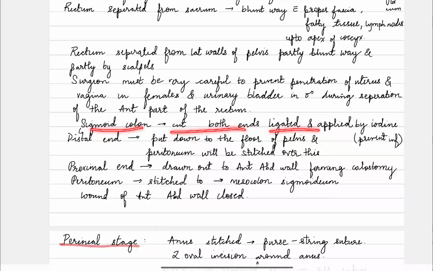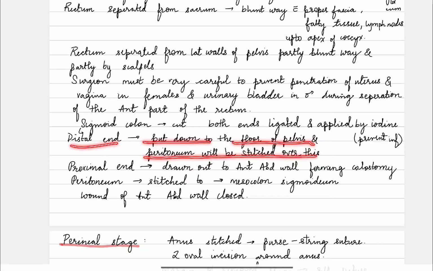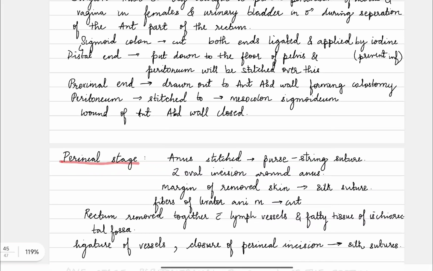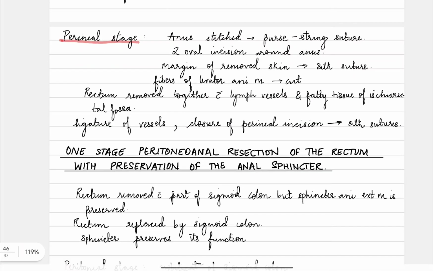Sigmoid colon is cut, both ends ligated and treated with iodine, which prevents infection, and the distal end is put down to the floor of the pelvis and peritoneum is stitched over this. Proximal end is drawn out to the anterior abdominal wall forming a colostomy. Peritoneum is stitched to the mesocolon sigmoideum. Wound of the anterior abdominal wall is closed.